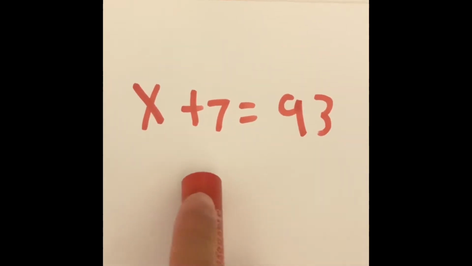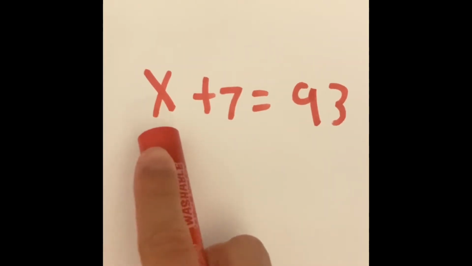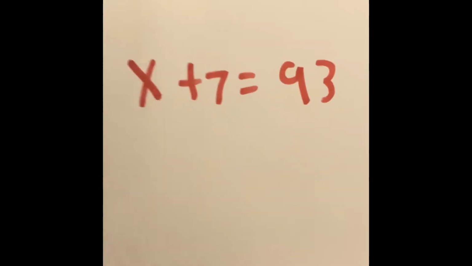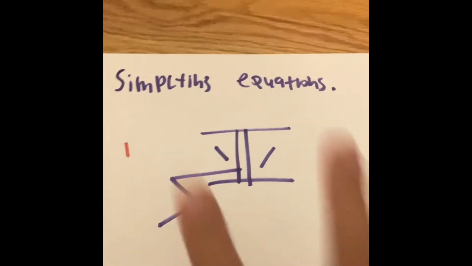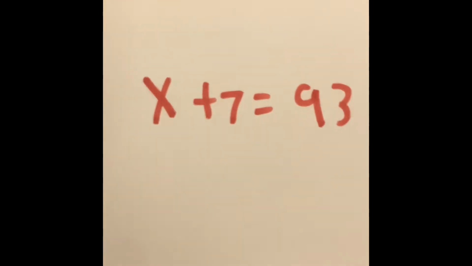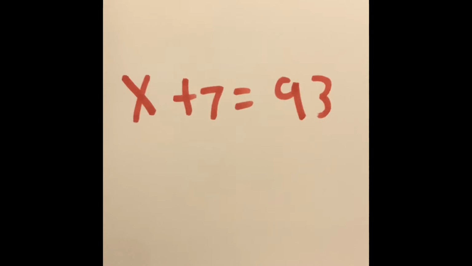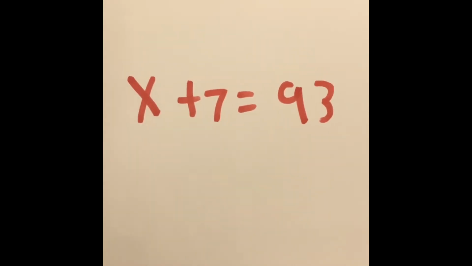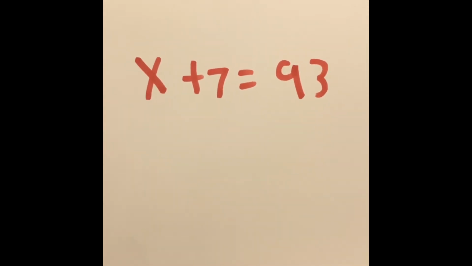But what happens if you try to solve this kind of problem: X plus 7 equals 93? Hang on. X? What is X? That is what we're going to be doing today: finding out what X is. This is the main principle of algebra, because the number X is sort of like a mystery number, or a surprise number, in solving the equation.